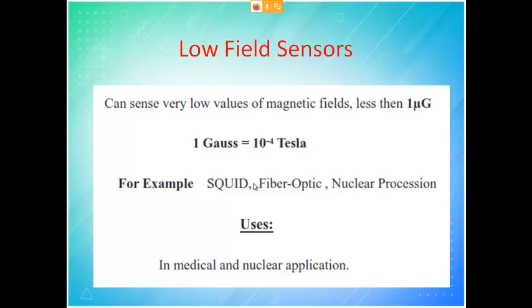For example, in fiber optics, nuclear precession, and all that in the field of medical and nuclear application, we go for low field, because in medical we are going to measure brain cells and brain field, and that brain field will be a very, very low field. For example, when you think you are going to talk, there is no sound from your mouth, only if you talk will there be a sound, and this is sent as a pulse from the brain.